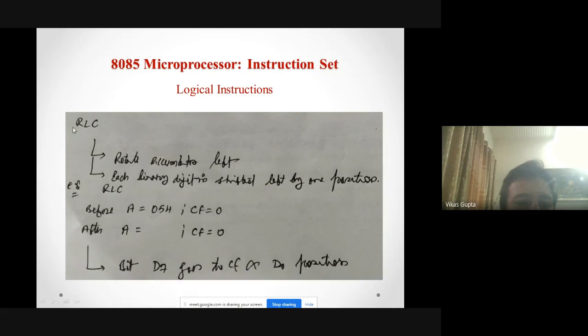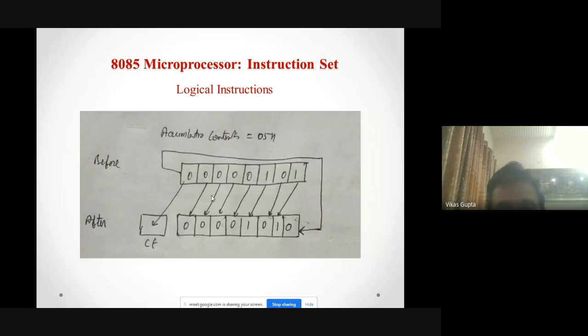And in the same category, we have the rotate instruction. Rotate accumulator left, RLC, is for rotate accumulator left. Fine. How will we rotate it? Let's say data is 05H in the accumulator. We are moving the data toward the left side. You can see from here, we have the data bits D0, D1, D2, D3, D4, D5, D6, D7. So D7 data will rotate toward the left side.